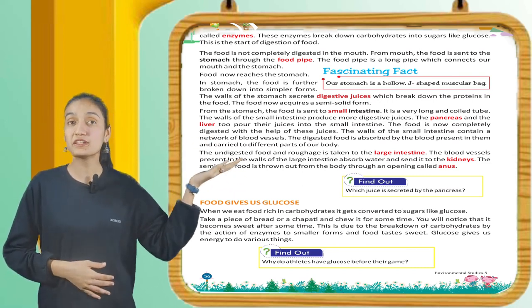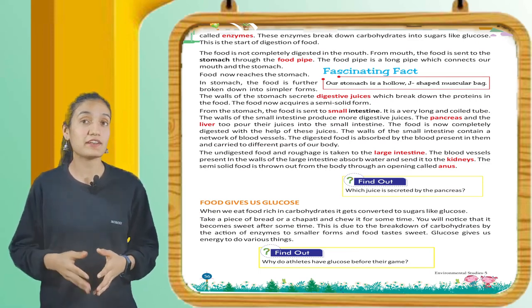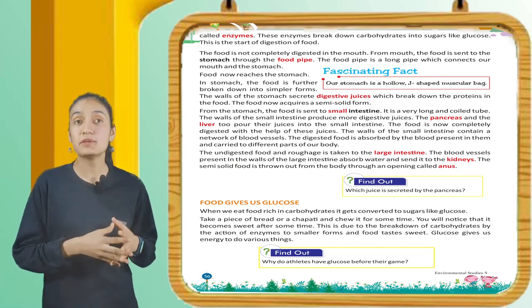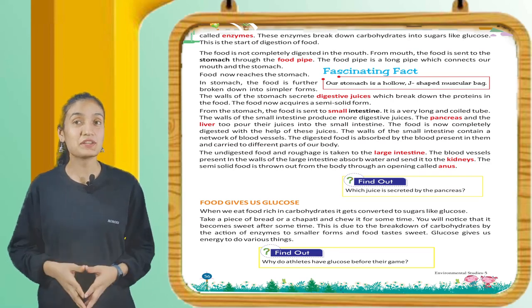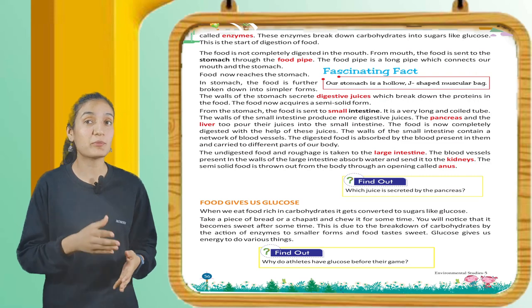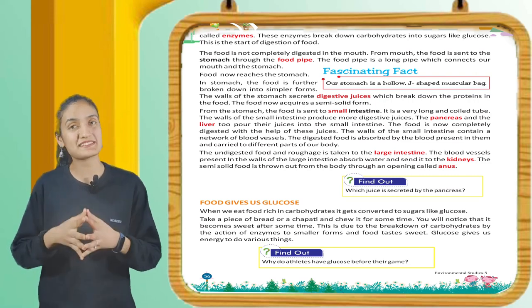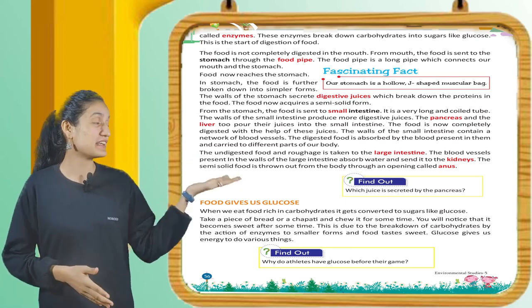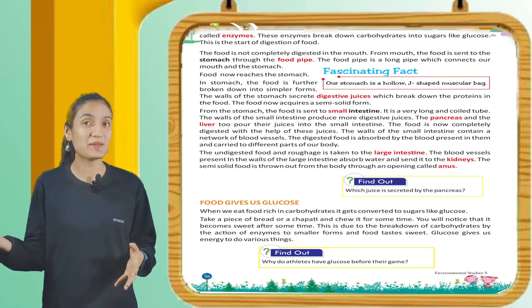Next is food gives us glucose. When we eat food rich in carbohydrate, it gets converted to sugar like glucose. Take a piece of bread or a chapati and chew it for some time. You will notice that it becomes sweet after some time. This is due to the breakdown of carbohydrates by the action of enzymes to smaller forms and food tastes sweet. Glucose gives us energy to do various things. Now, let's find out why do athletes have glucose before their game?